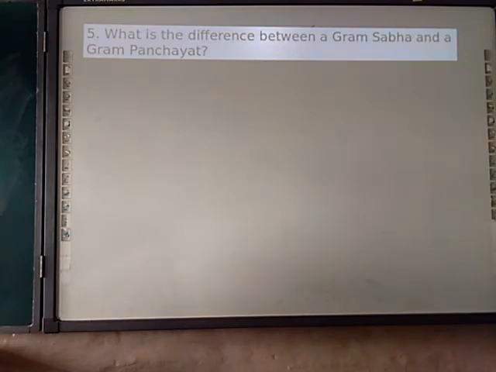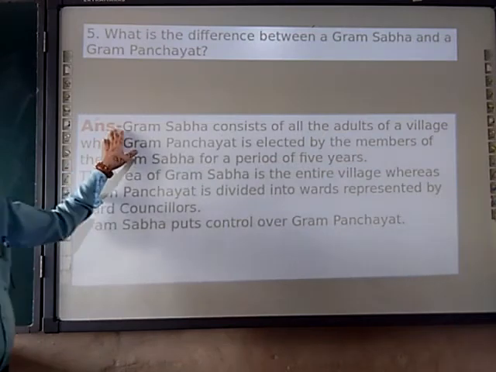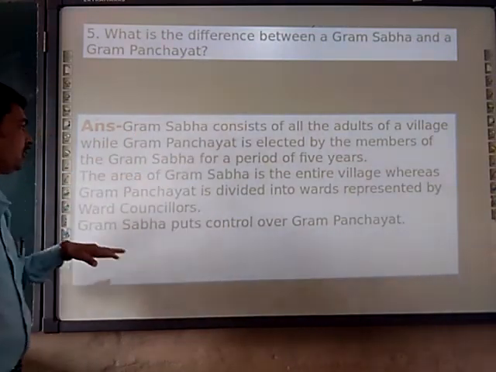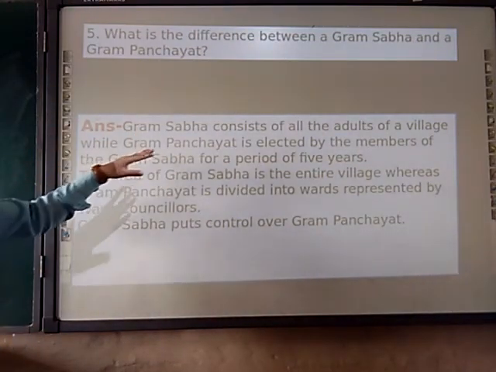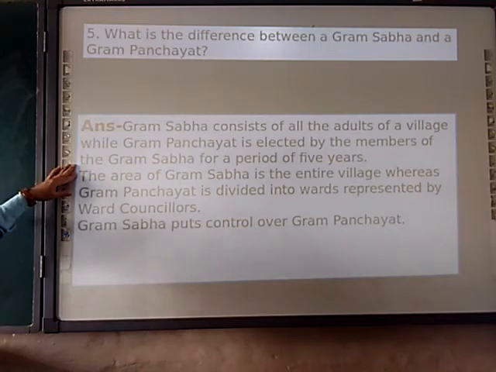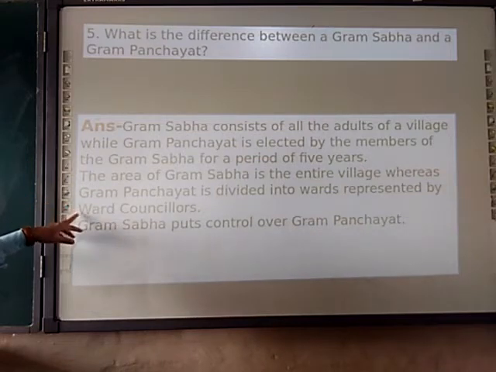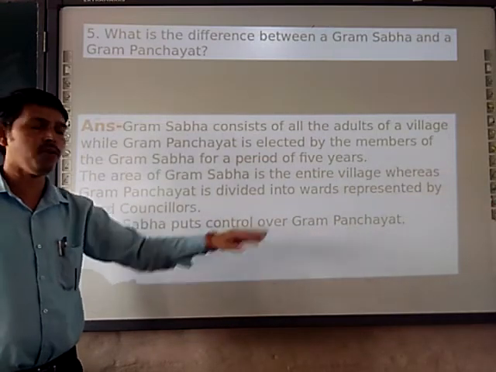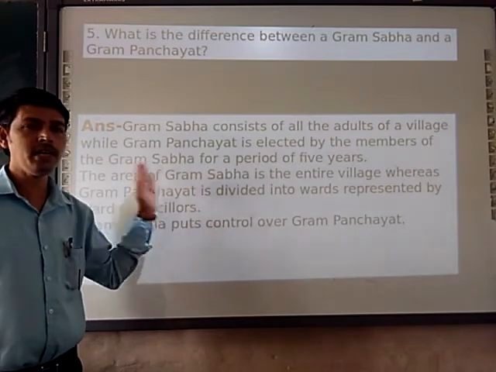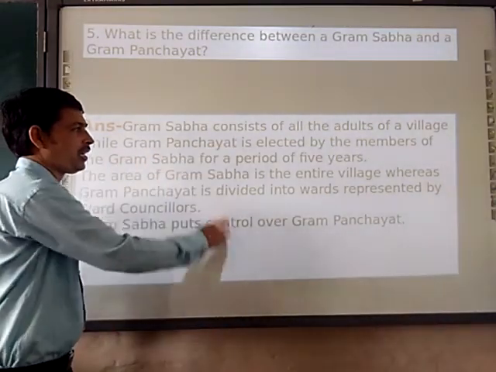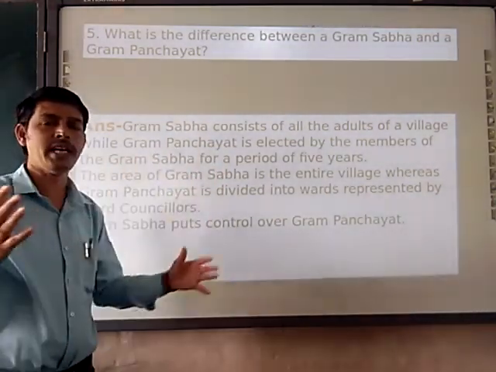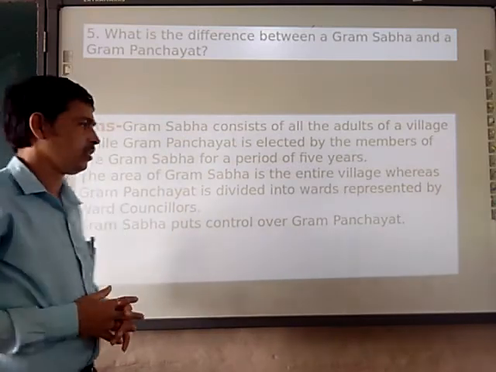What is the difference between Gram Sabha and a Gram Panchayat? So you know that Gram Sabha consists of all the adults and the Gram Panchayat is the elected members. Right? The area of Gram Sabha is the entire village, whereas the Gram Panchayat is divided into wards. The ward councillor represents the ward, and Gram Sabha puts control over Gram Panchayat. So in this way you can make a separate line, write Gram Sabha and Gram Panchayat, and write the differentiation.